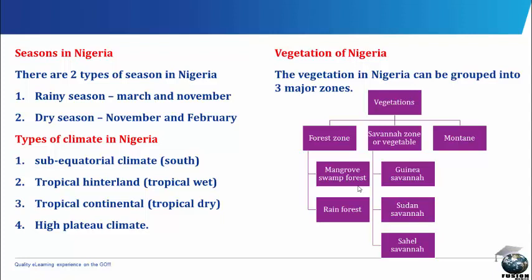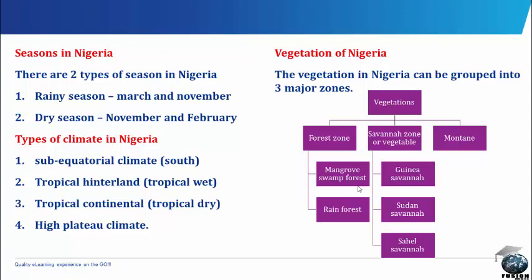We have the savanna zone or vegetation. This savanna zone is made up of mainly grasses and is further divided into 3 savanna belts: 1. Guinea savanna, 2. Sudan savanna, 3. Sahel savanna. C. The montane vegetation. This is found in highland areas like Jos and Adamawa with trees and grasses.